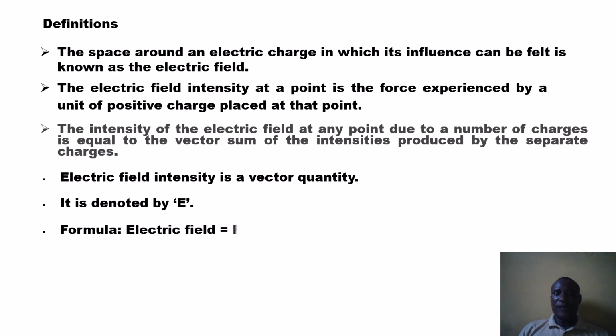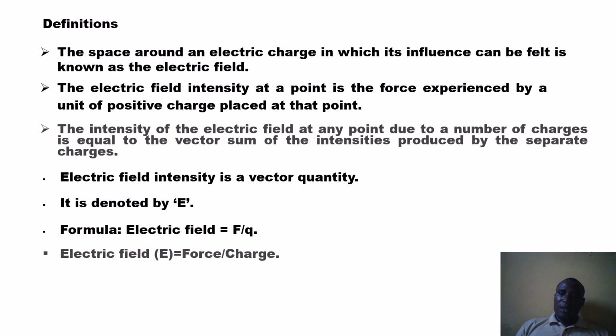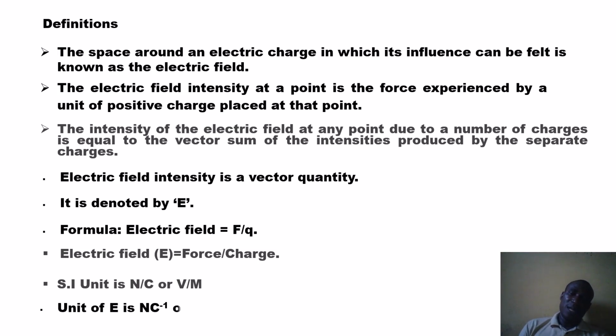Then the formula is electric field intensity is equal to F over Q. That is, E is equal to force over charge. Then the SI unit: force is Newton, while the charge is Coulomb. So it is force divided by charge, which is Newton per Coulomb, or volt per meter, because the meter is the distance. There is no way we talk about electric field intensity without talking about the distance.